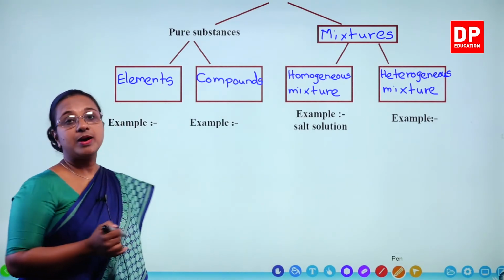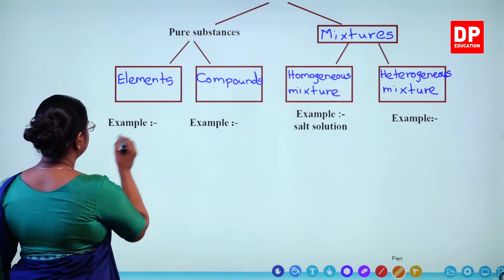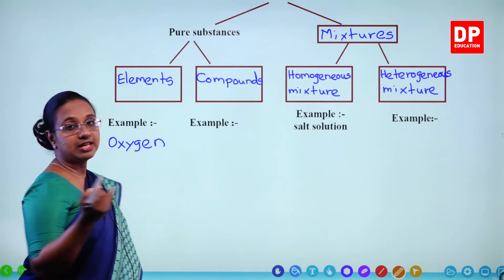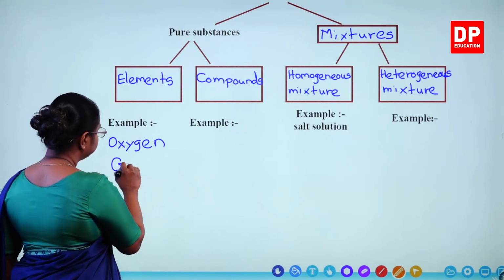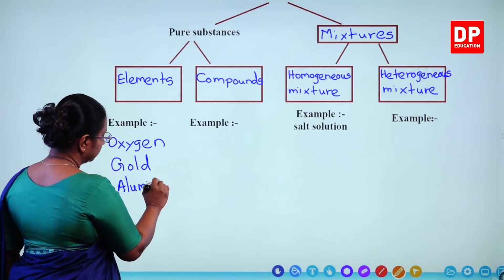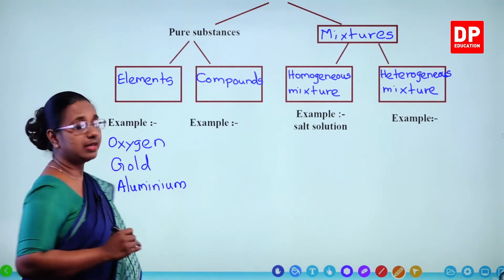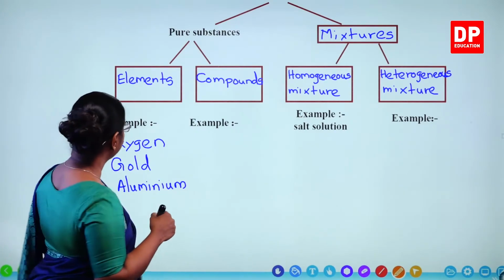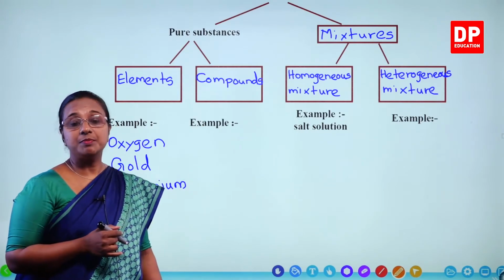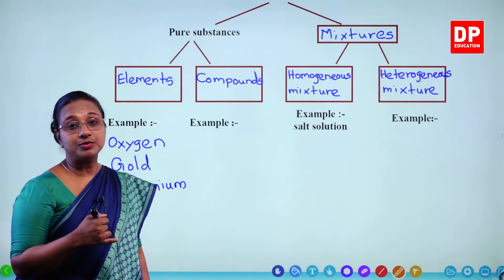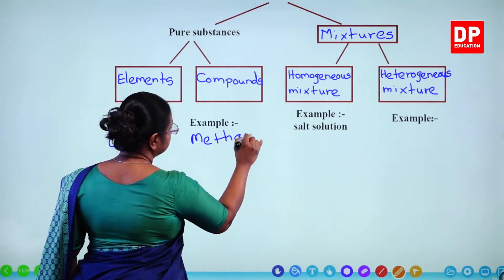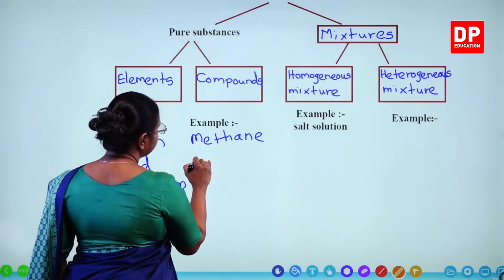So for elements, what can you write? Any element. Oxygen. Then what else can we write? Gold, aluminium. I have written 3 examples. You can write any example there as an element. Then we have compounds. Again, we have discussed many compounds. Let's say methane, that is a compound. Then there is hydrogen chloride.